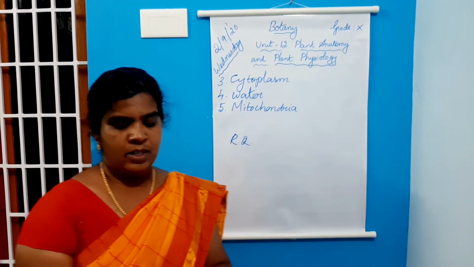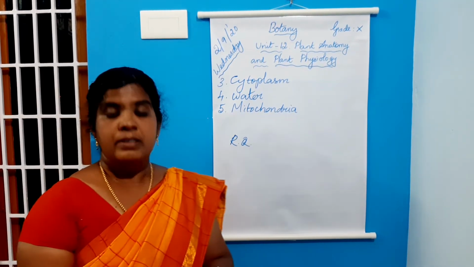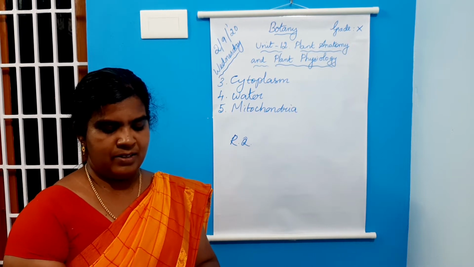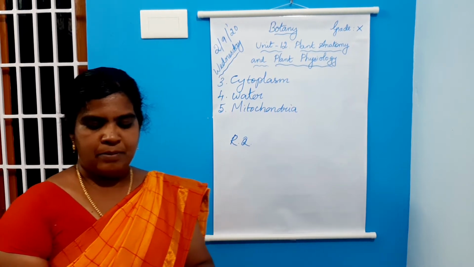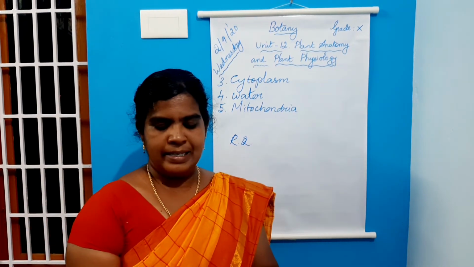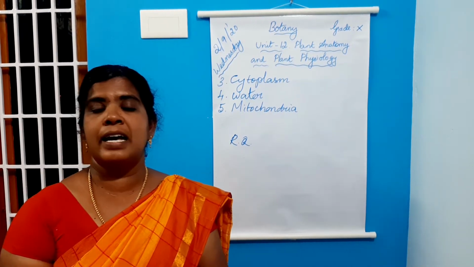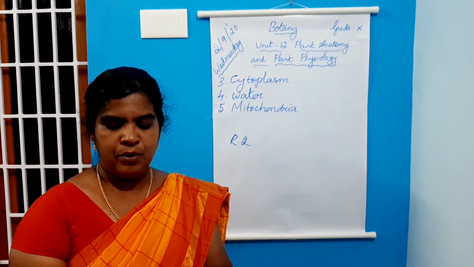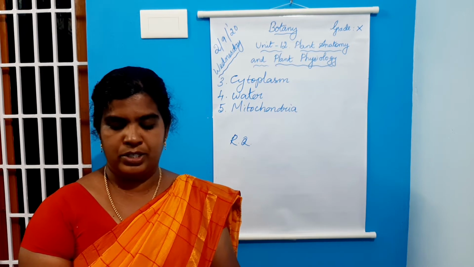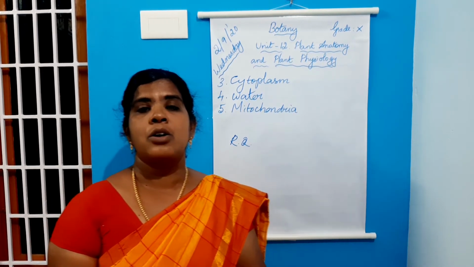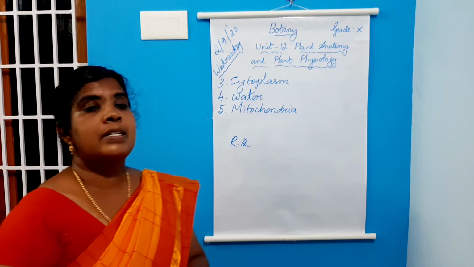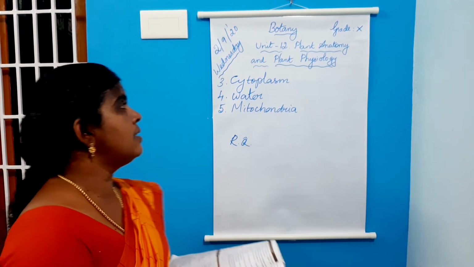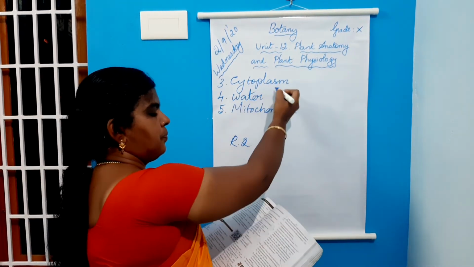Then Roman numeral 2. First two we marked already. If you want, I will tell you one more time. Cortex lies between dash, epidermis and endodermis. Second one, xylem and phloem occurring on the same radius constitute a vascular bundle called conjoint. Question number 3, glycolysis takes place in dash, that is cytoplasm.